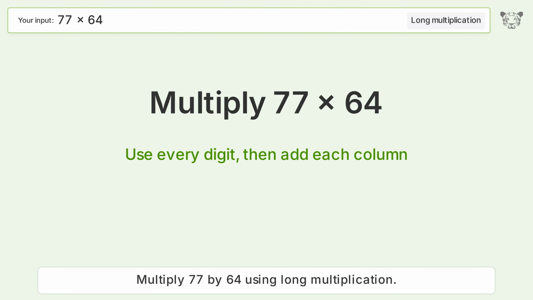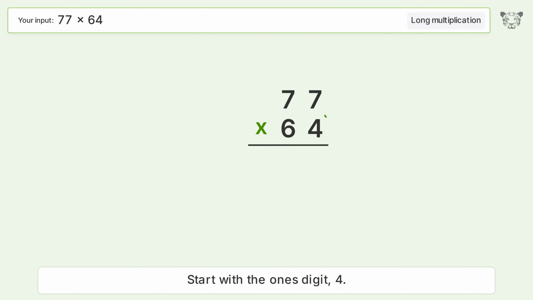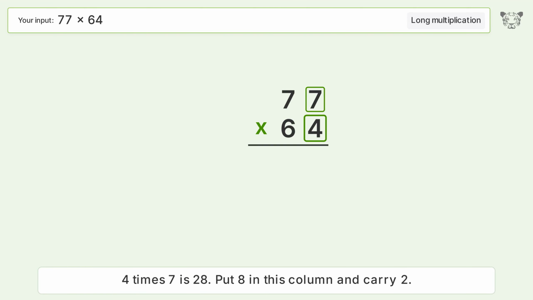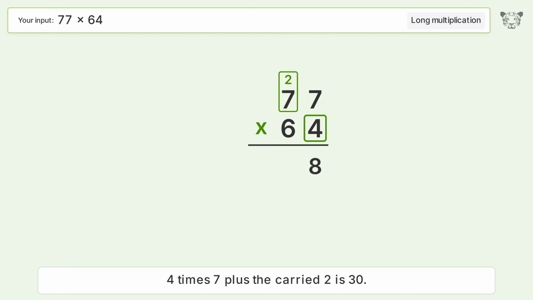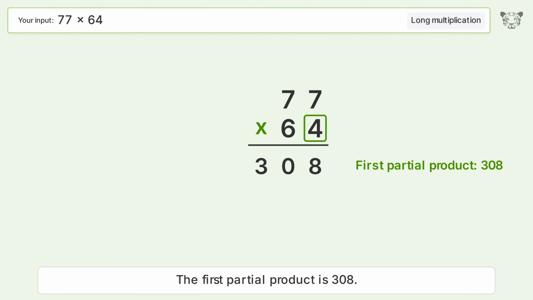Multiply 77 by 64 using long multiplication. Start with the ones digit, 4. 4 times 7 is 28. Put 8 in this column and carry 2. 4 times 7 plus the carried 2 is 30. The first partial product is 308.